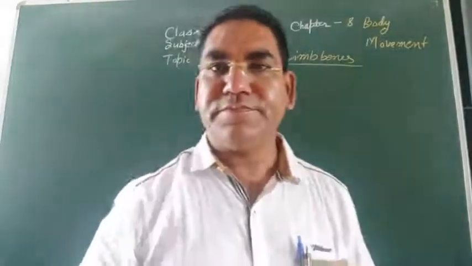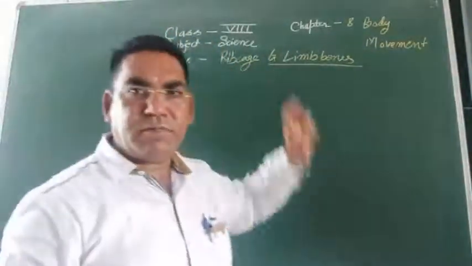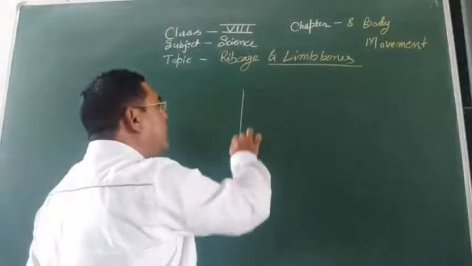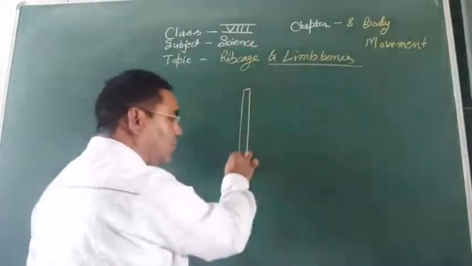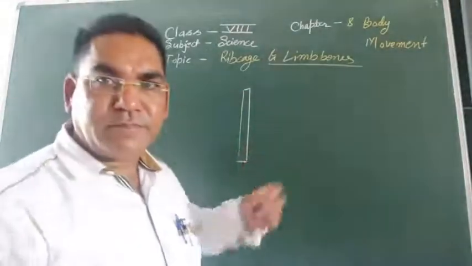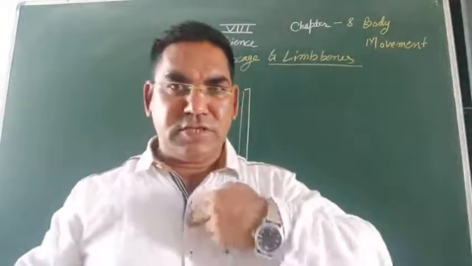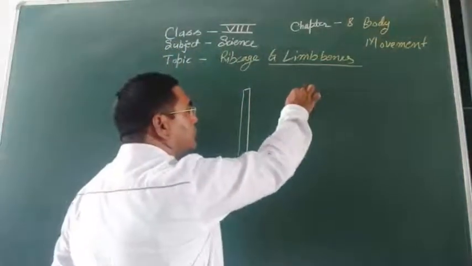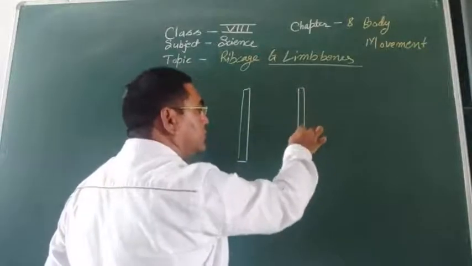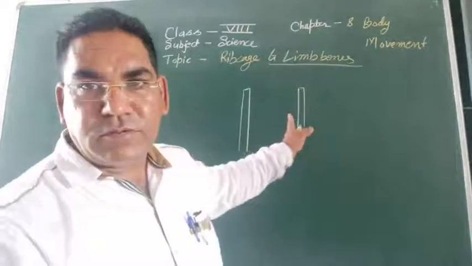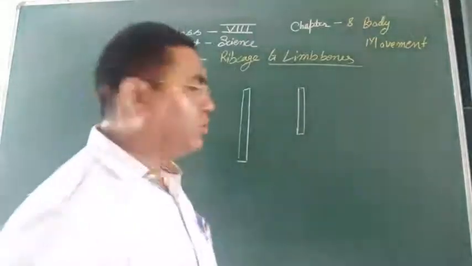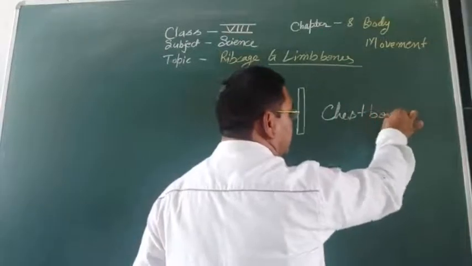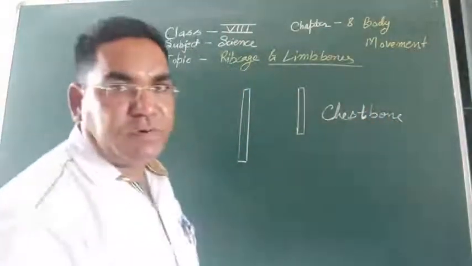So look over here. First one is the rib cage. As we have discussed in the last class, suppose this is the vertebral column. Just touch the middle of your chest. There is another bone, and this bone is known as the chest bone.